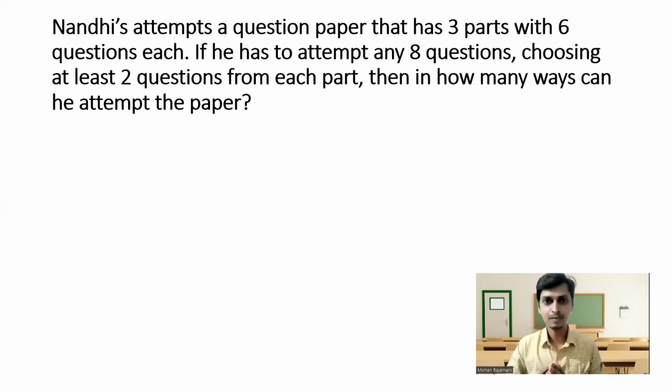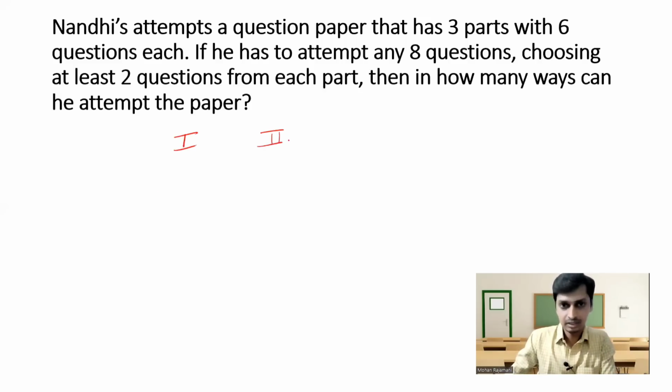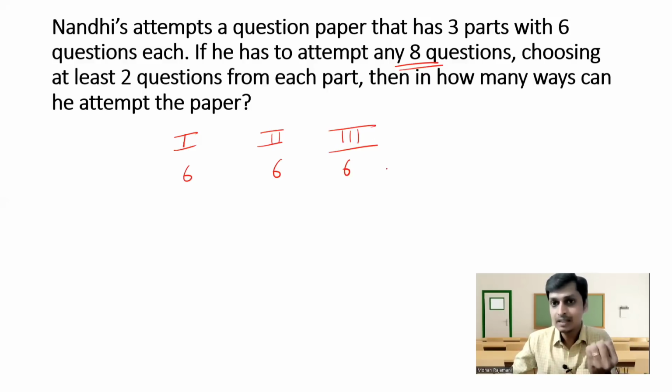Okay, now what is given in this question? In a question paper, we have 3 parts, or 3 sections. Section 1, section 2 and section 3. And in each section, we have 6 questions, right? So it carries 6 questions each. If he has to attempt any 8 questions, so totally we have how many questions? 6 plus 6 plus 6, 18 questions. Out of these 18 questions, he wants to attend only 8 questions, choosing at least 2 questions from each part. So from each part, he has to choose at least 2 questions, and totally he wants to choose 8 questions from these 3 parts. So in how many ways can he attend the paper? So this is our question.